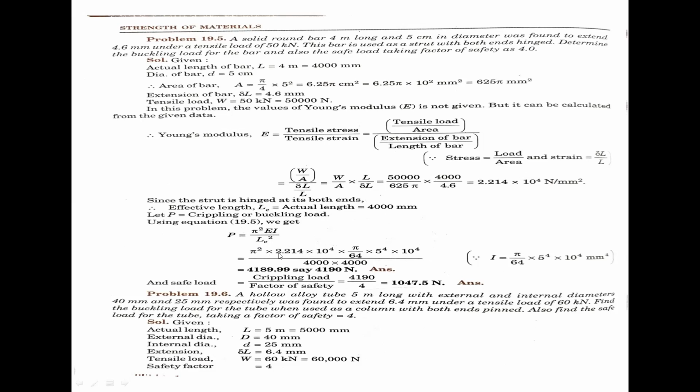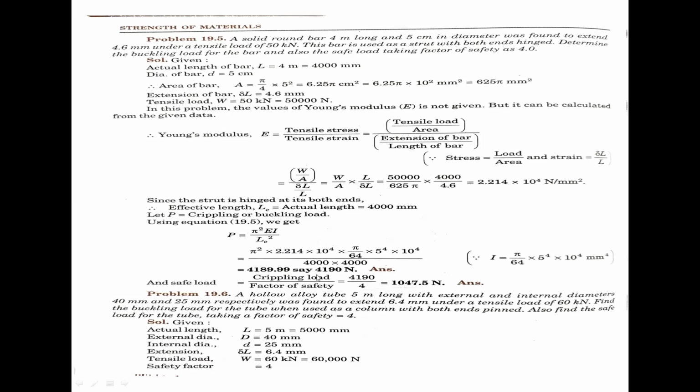Pi square into 2.214 into 10 to the power of 4 into pi by 64 into d to the power 4. The moment of inertia for a circular section is pi by 64 d to the power 4, with the units converted to mm to the power 4. That is the moment of inertia formula for a circular section. Now L equal to 4000, L square is 4000 into 4000. I have to substitute in this equation.